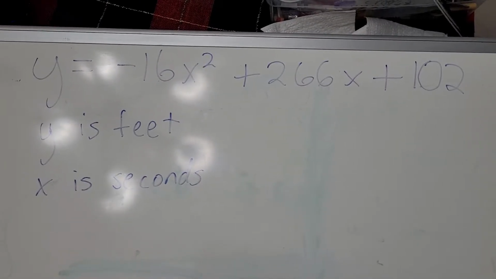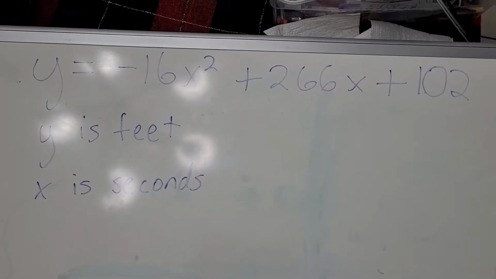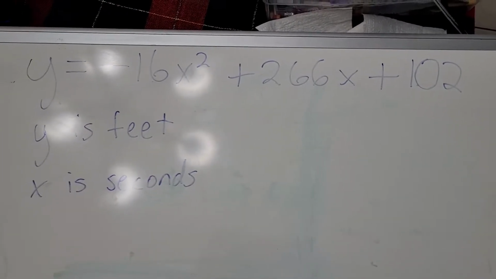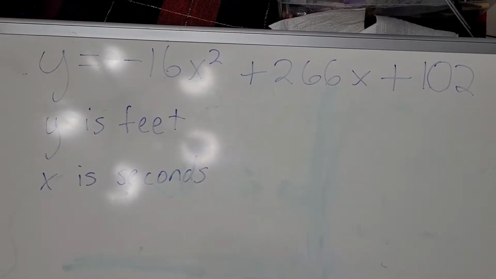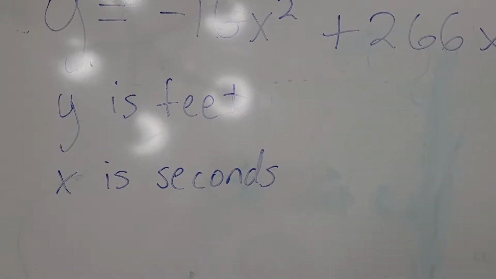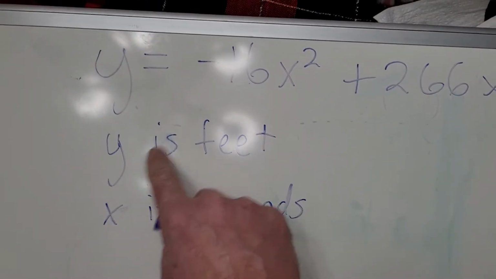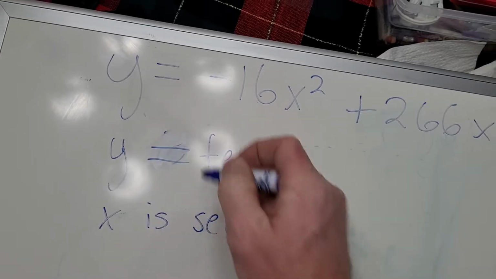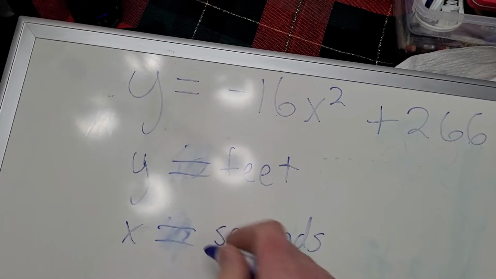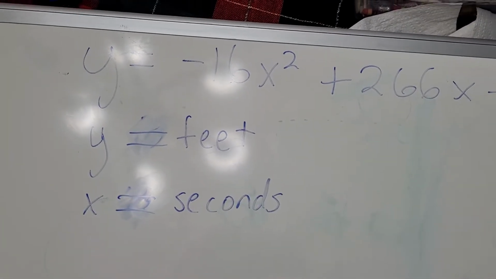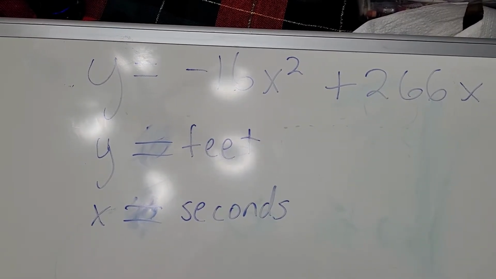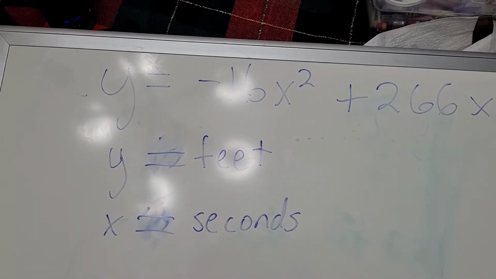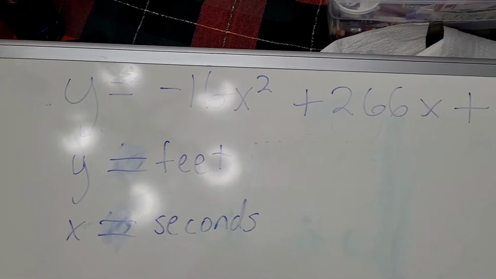All right, so we've got this equation here, y equals minus 16x squared plus 266x plus 102. They tell us that y is in feet and x is in seconds, so we could say y equals feet and x equals seconds there. And the question is, a rocket is launched from a tower. The height of the rocket, y in feet, and x in seconds is given in this equation here.